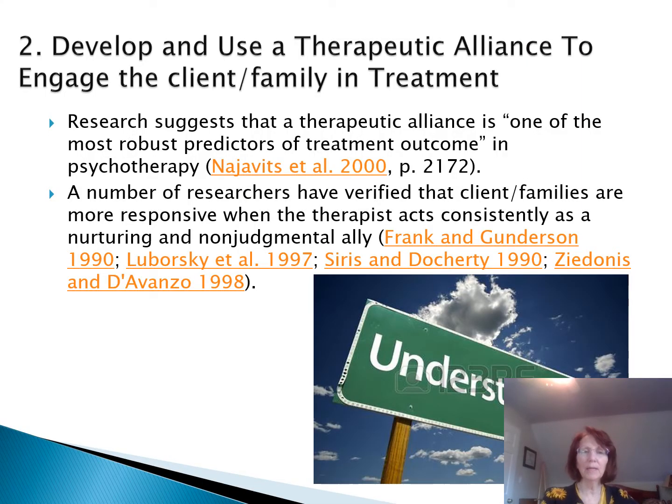So the important thing in treatment is to begin to develop a therapeutic alliance to engage the client and the family in treatment. Research suggests that therapeutic alliance is one of the most robust predictors of a treatment outcome in psychotherapy. So there are things that we can do that create that therapeutic alliance, and we're going to look at them. But one of the big ones is to be non-judgmental, nurturing, and to have understanding of the client's problems.